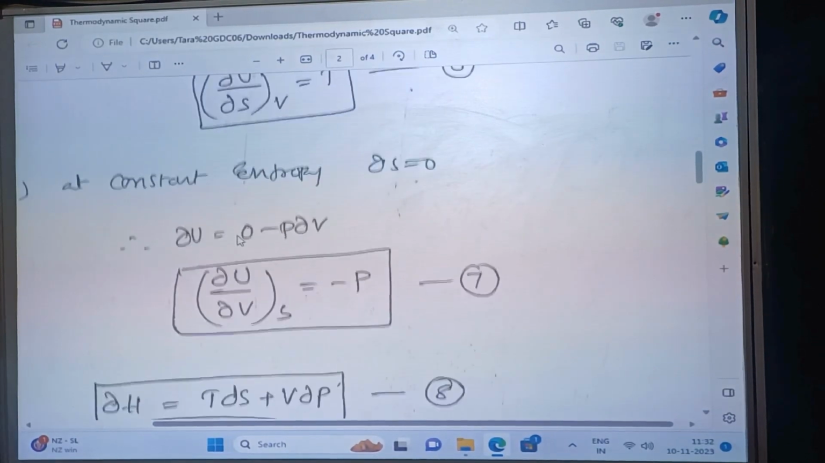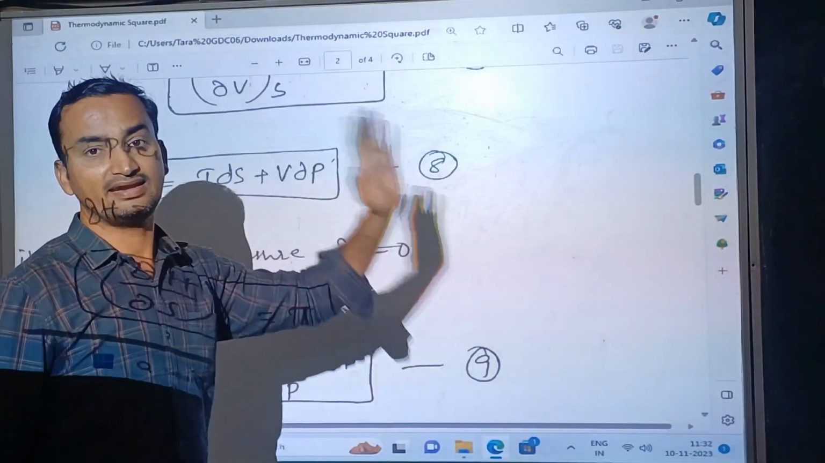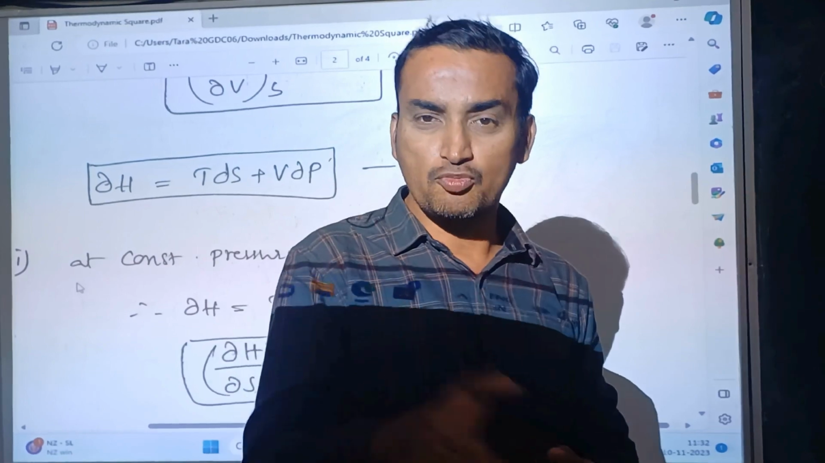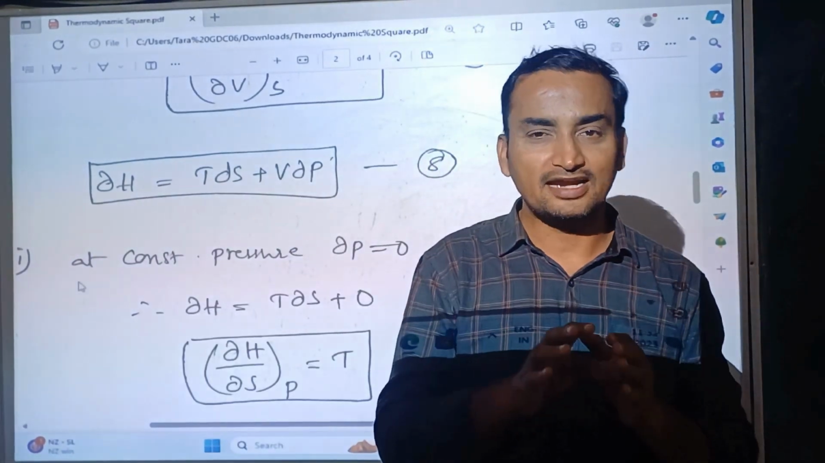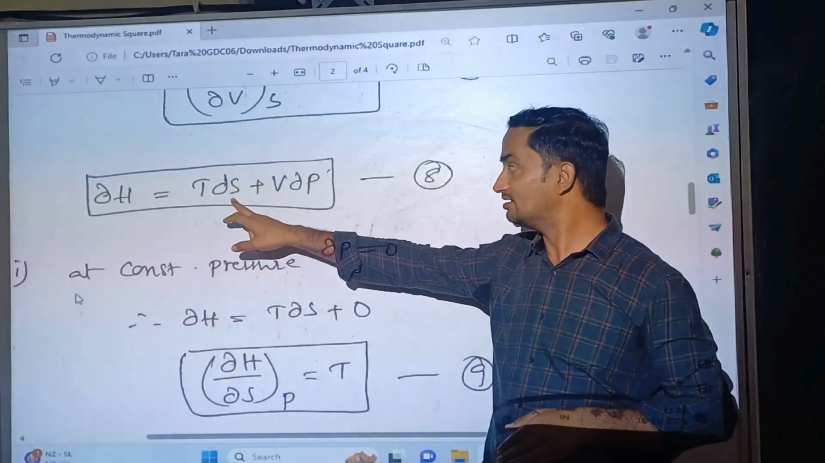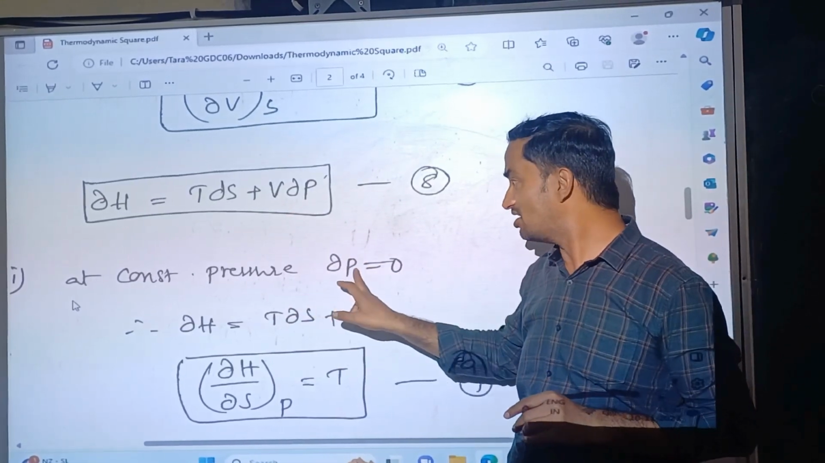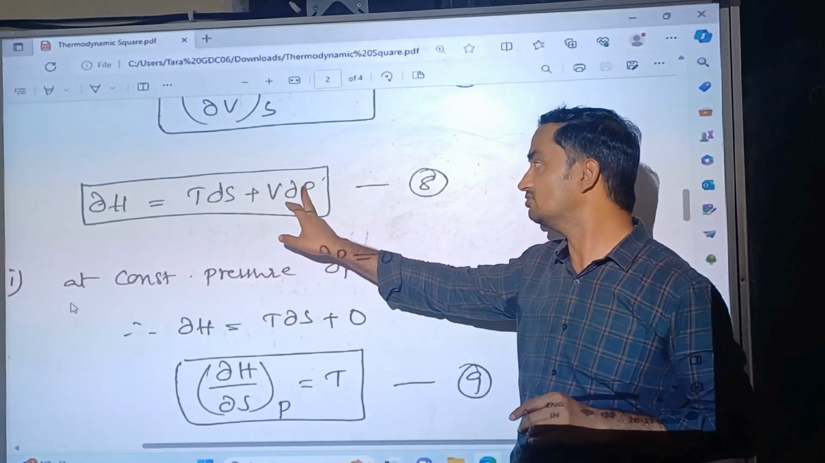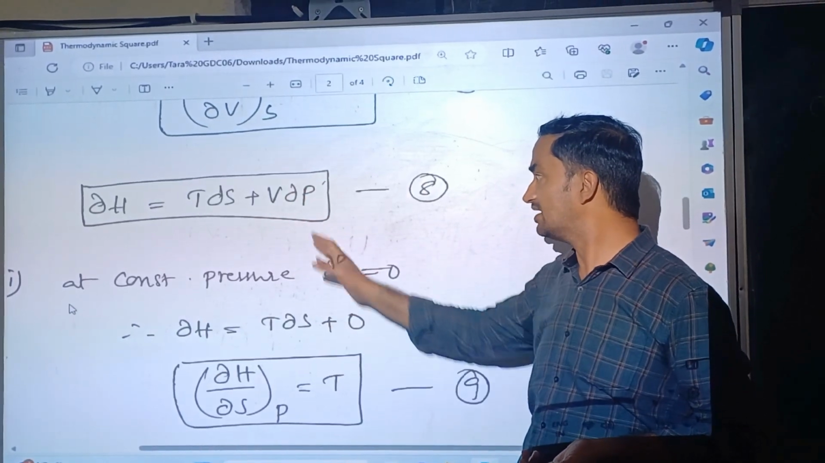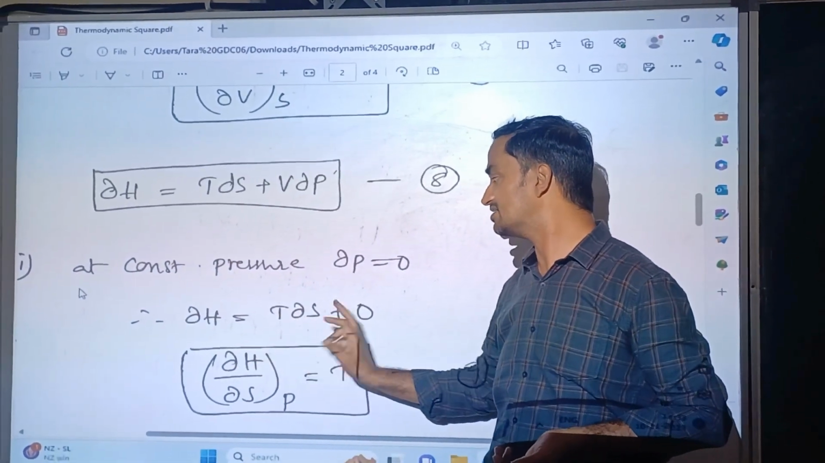We'll see here. dH equals T dS plus V dP. So this is the 8th relation, and again we are going to get two more relations from this. How? Now you see here, it can be at constant entropy or at constant pressure. If it is at constant pressure, you know that this dP term will be 0, so automatically this value will become 0. So now we get dH equal to T dS.